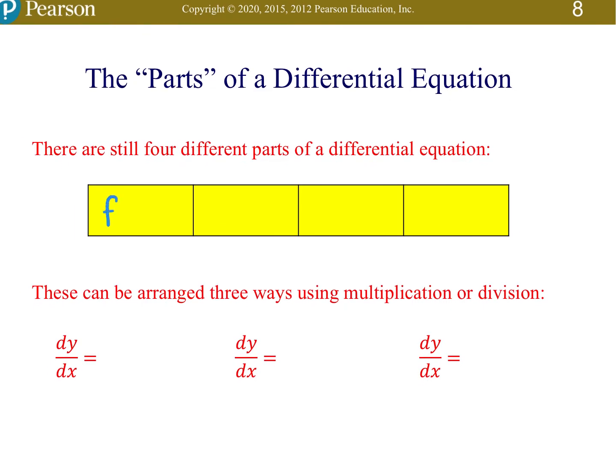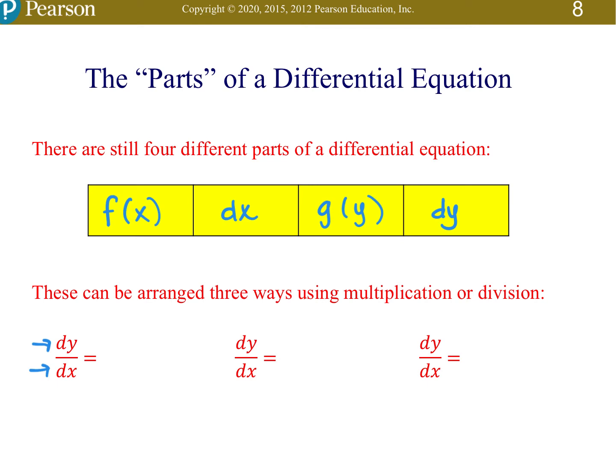So let's say part of your function has an x variable. And let's say the other part of your function has a y variable. These are considered different parts. And there are still 4 parts altogether. So one of them is the x part, one of them is the y part. Well, then what are the other parts? The other parts are the differentials, and you'd have a dx and you'd have a dy. So there are 4 distinct parts to a differential equation. The differential equation is arranged with the dy on top and the dx on the bottom. So that takes care of 2 of the parts.